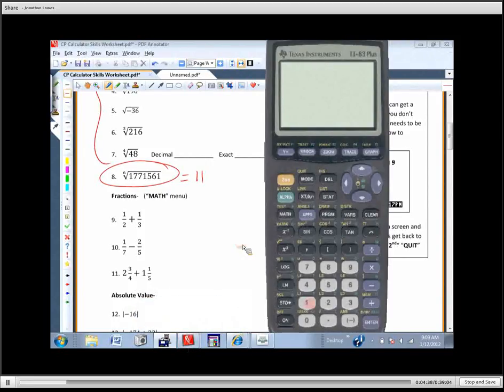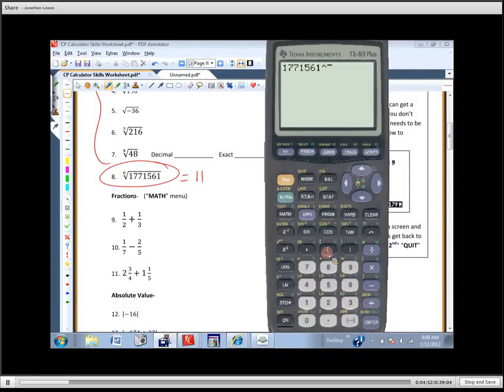How do you do a sixth root? You do the 17 to the number, and then you, okay, the little caret, and then 1/6. And if 1/6 is going to be the entire exponent, we need to do it in parentheses, right? Because otherwise, the calculator knows the order of operations.